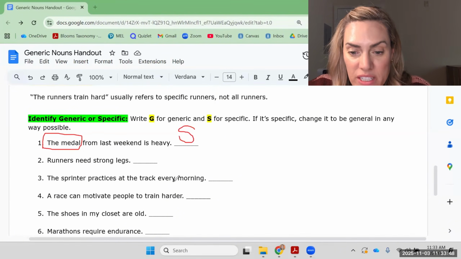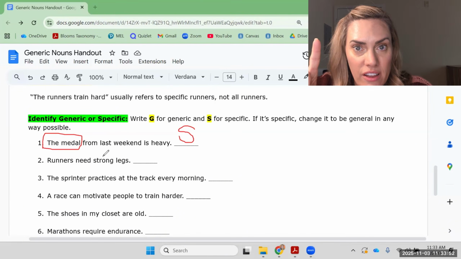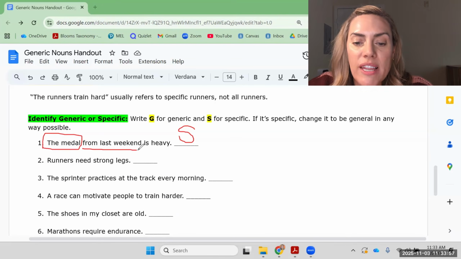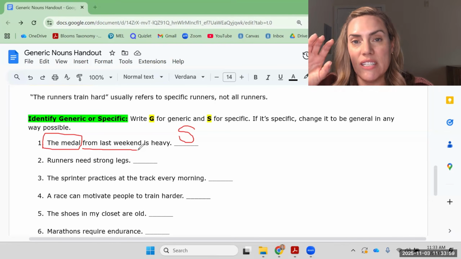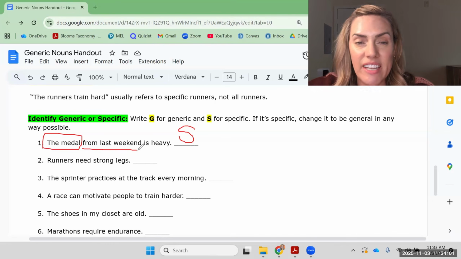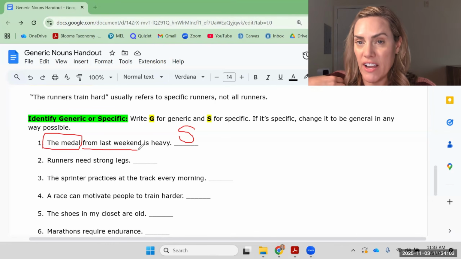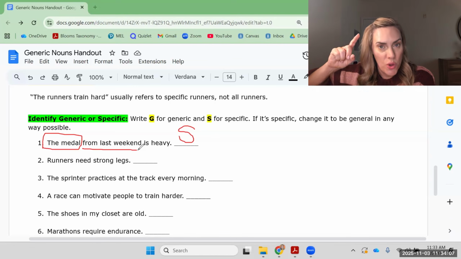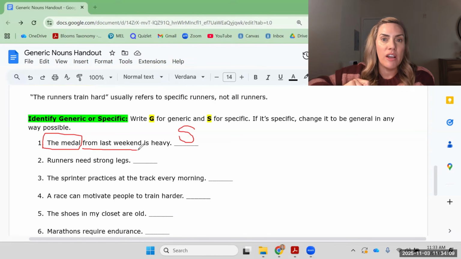This is specific. The reason why it's specific is because it says the, which doesn't make it specific, but if you keep reading, it says from last weekend. Now that makes it specific, that makes it definite. It is not generic anymore. If I say the metal from last weekend, I assume that the listener knows which weekend, which metal I'm talking about. So I'm being specific. So the here is not generic, it's specific.